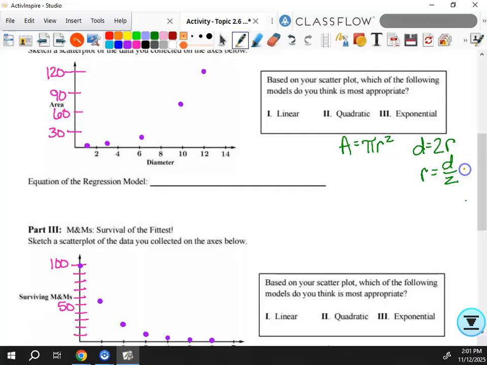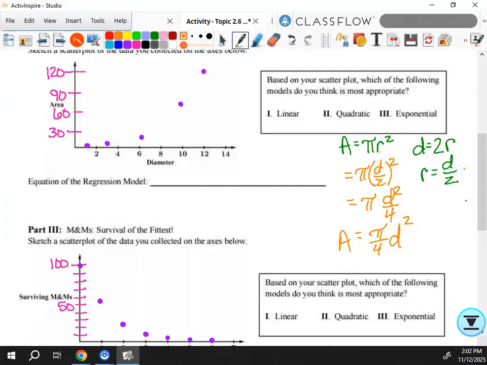Now I'm going to take this and substitute it in where r is here. So this is going to give me pi times d over 2 squared. So when I square the d over 2, what does that give me? D squared over 4. That was a lot rougher than that should have been, guys. That is not difficult at all. I could rewrite that as pi fourths times diameter squared.